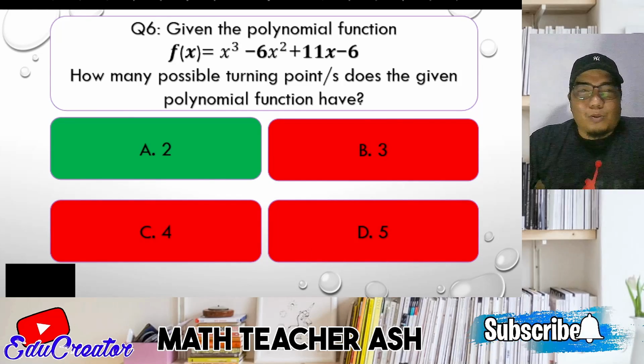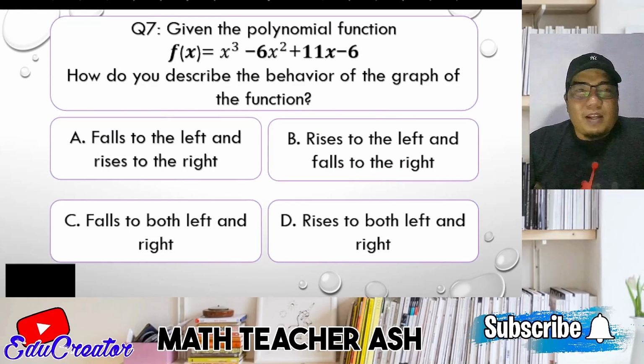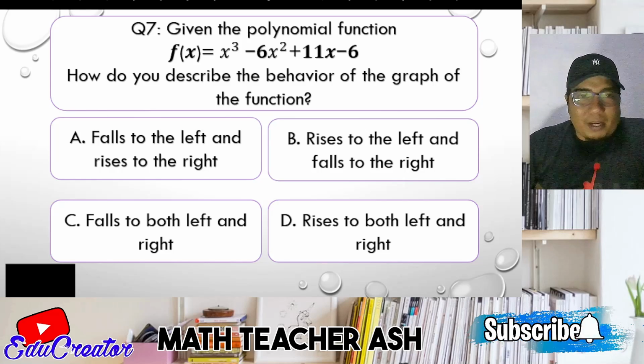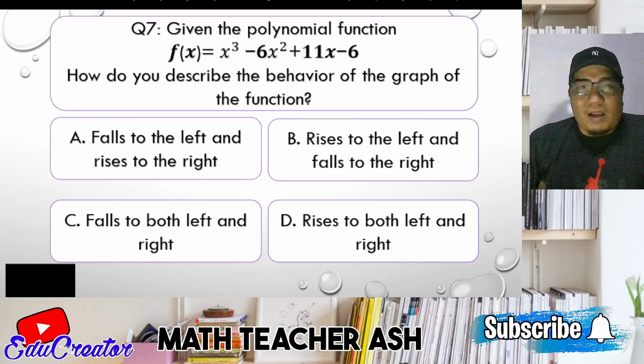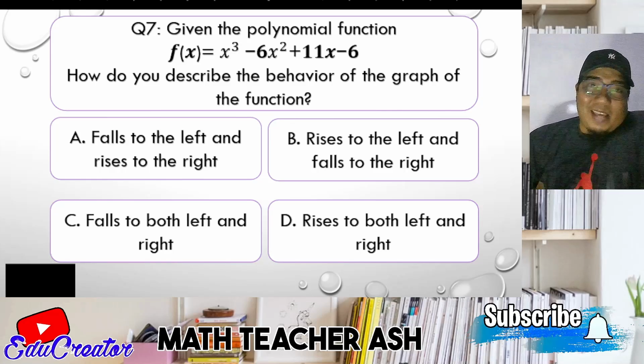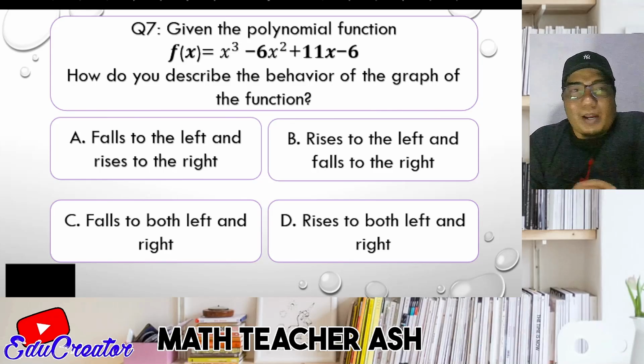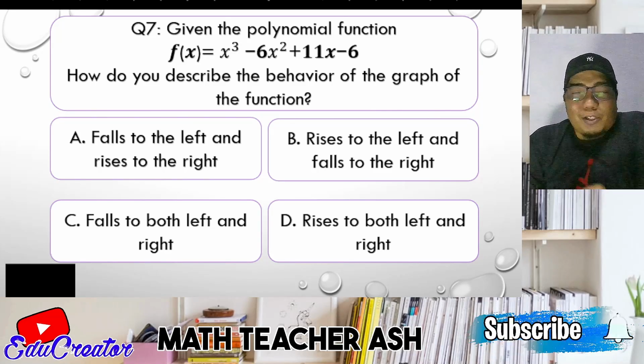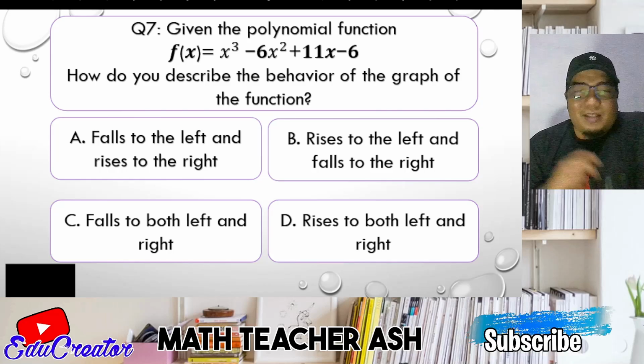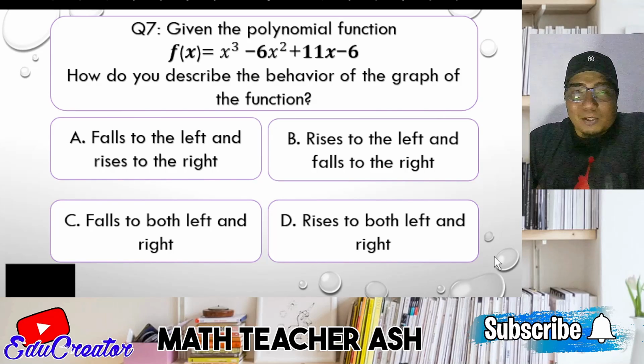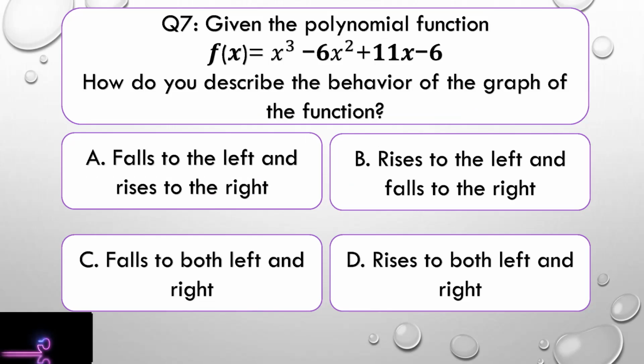Now, let us go to question number 7. Given the polynomial function, ito pa rin. How do you describe the behavior of the graph of the function? Is it A, falls to the left and rises to the right? B, rises to the left and falls to the right? C, falls to both left and right? Or D, rises to both left and right? I'll give you 5 seconds to answer this problem.